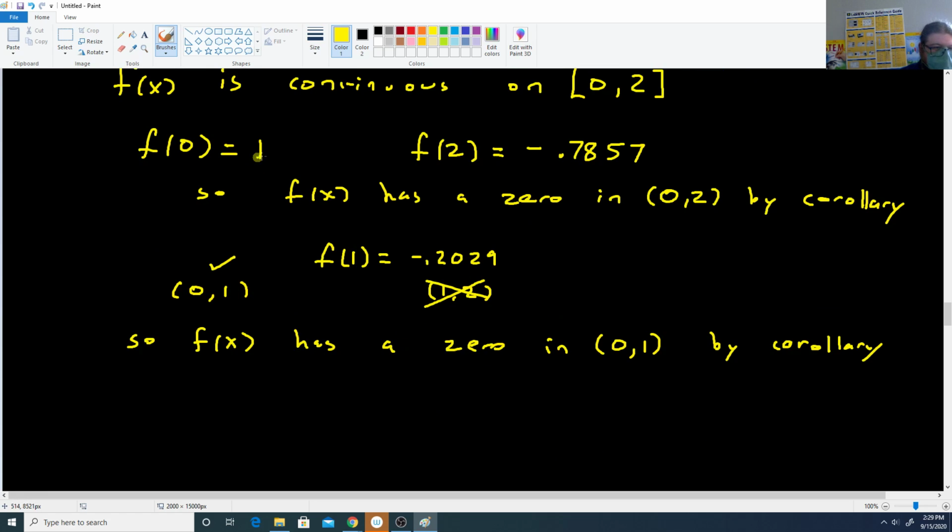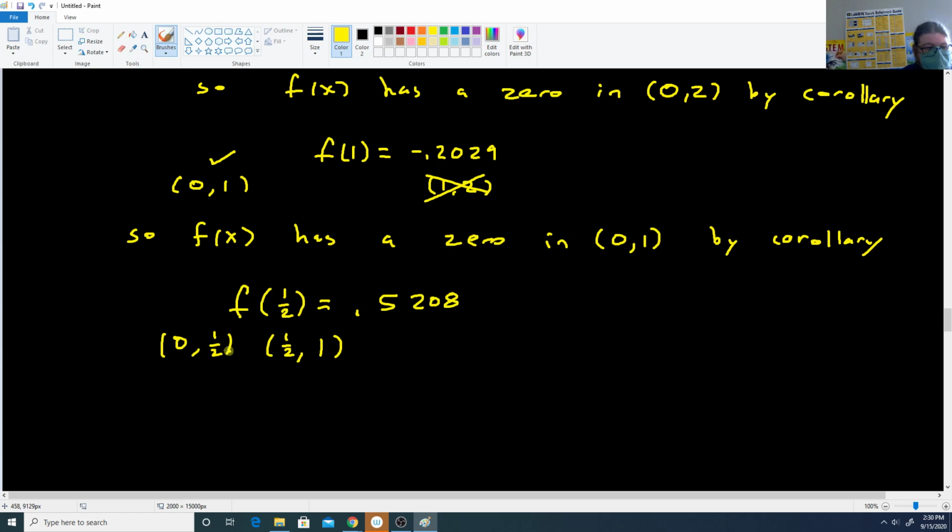So f of 0 is 1 and f of 1 is negative 0.2029. We're going to look at what's halfway between 0 and 1, so we'll look at f of 1/2. We put in f of a half and we get positive 0.5208. So I found that my 0 is now in the region 0 to 1. I'm going to split that interval in half and look at 0 up to a half and a half up to 1. The 0 has to be in either 0 to a half or a half to 1, and I know which by looking where the sign changes.